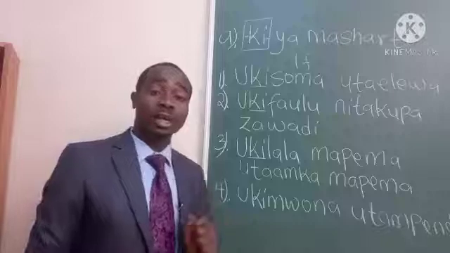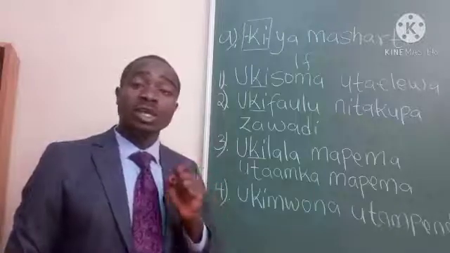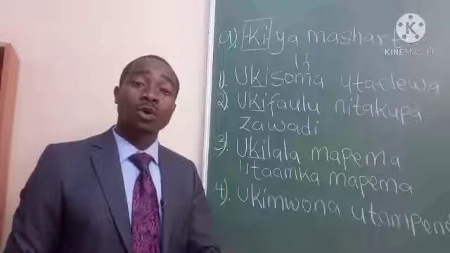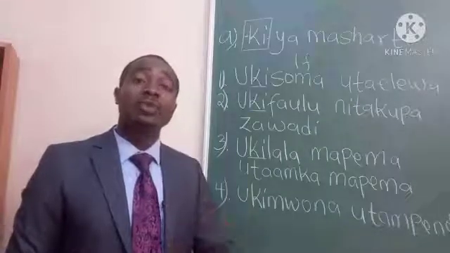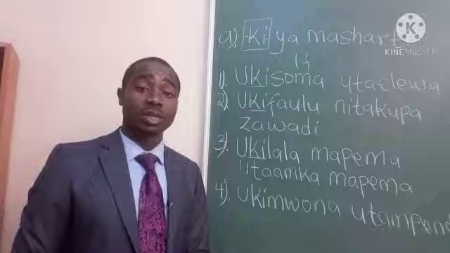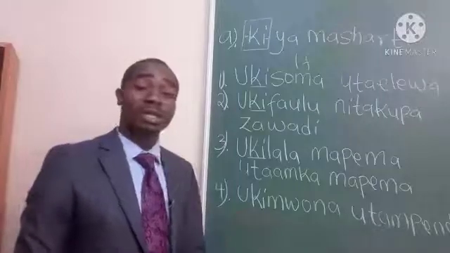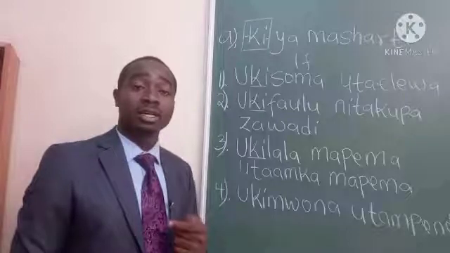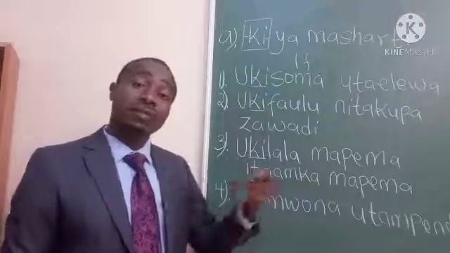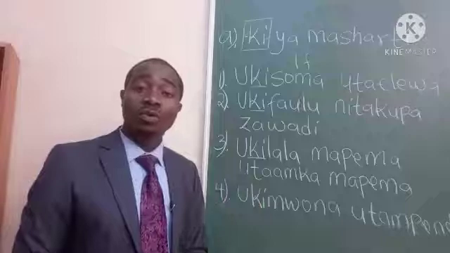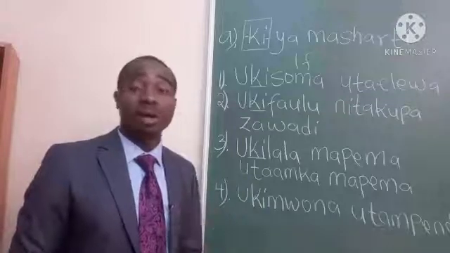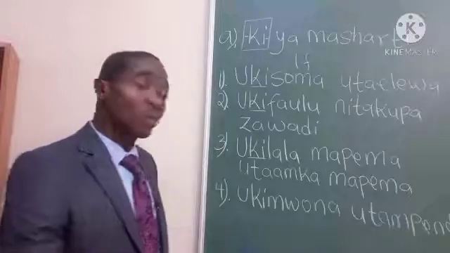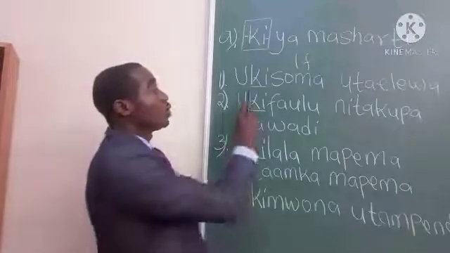It is formed by using ki on the first verb, followed by another verb in the future tense. So the first verb, the tense prefix will be represented by the ki. Then the following verb is a verb in the future tense. So now look at this example.